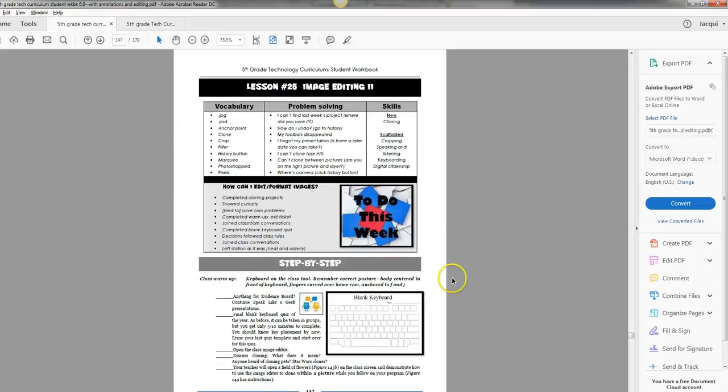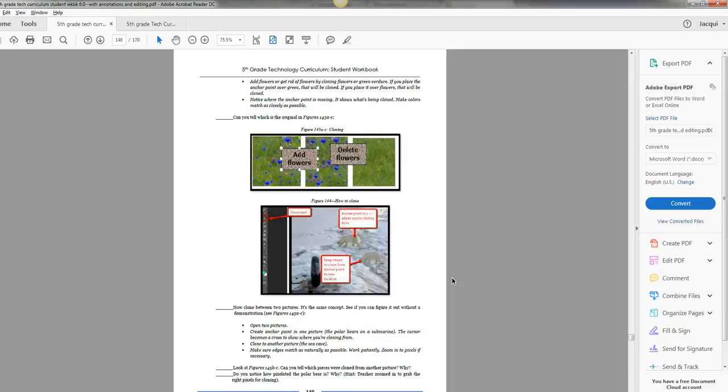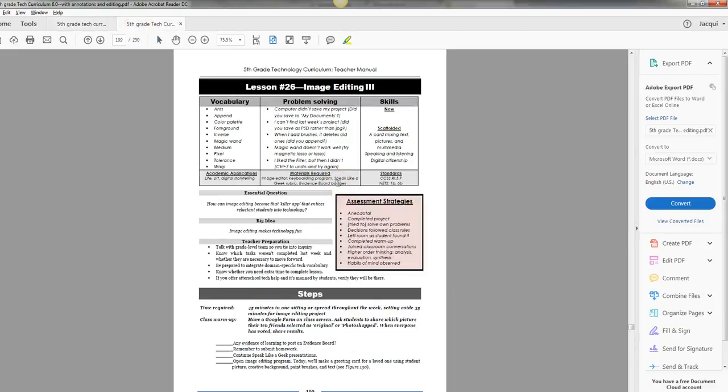Let's see if there's anything in here that we don't know. We're good. And then we go into the third lesson on image editing next week.